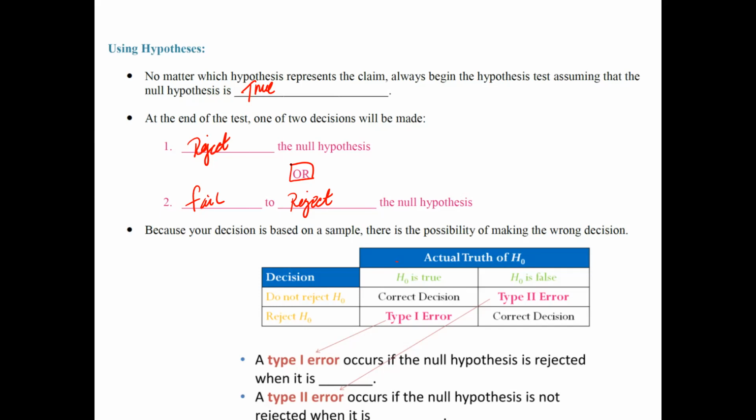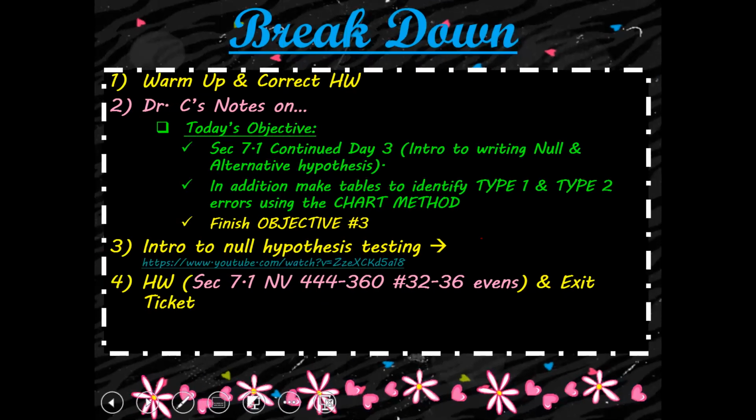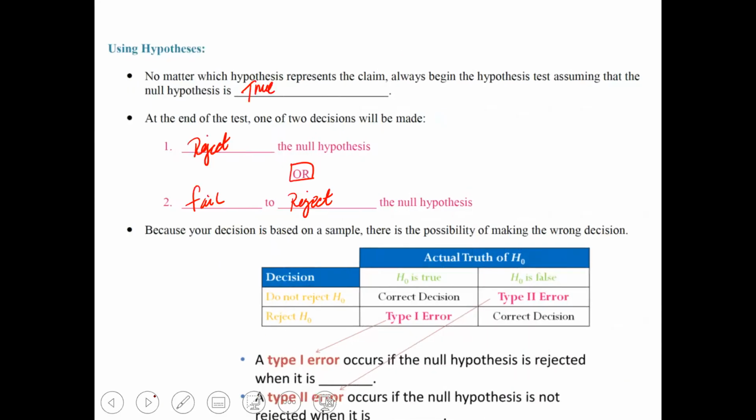Because your decision is based on a sample, there is a possibility of making some wrong decisions, and this is where the table comes in for type 1 and type 2 errors. Now, a type 1 error occurs when the null hypothesis is rejected when it is actually true, because you assumed it was false, but really it is true.